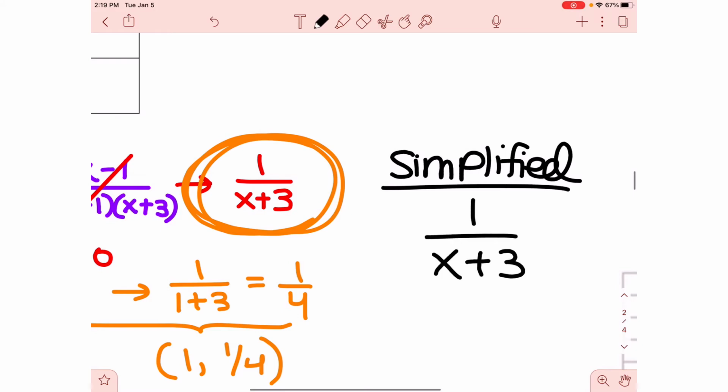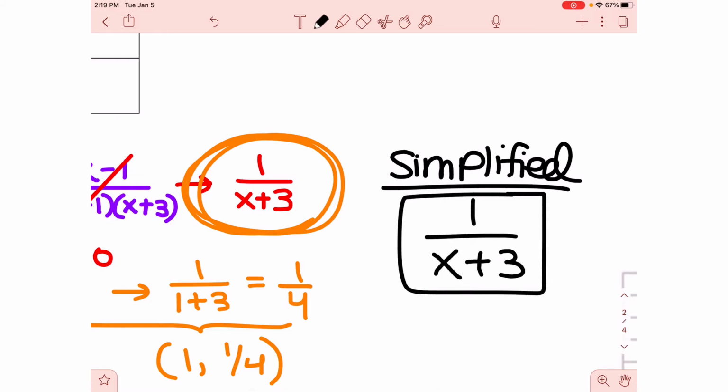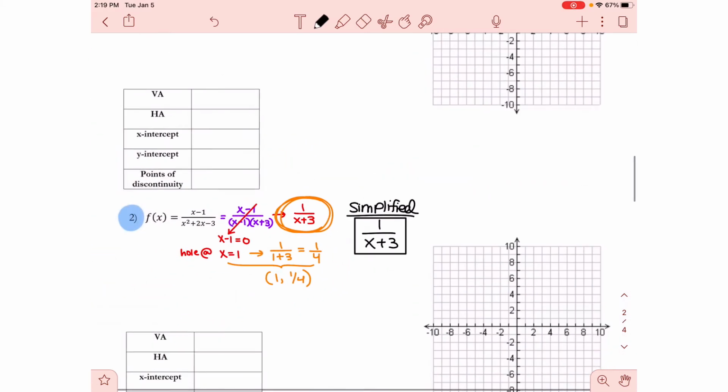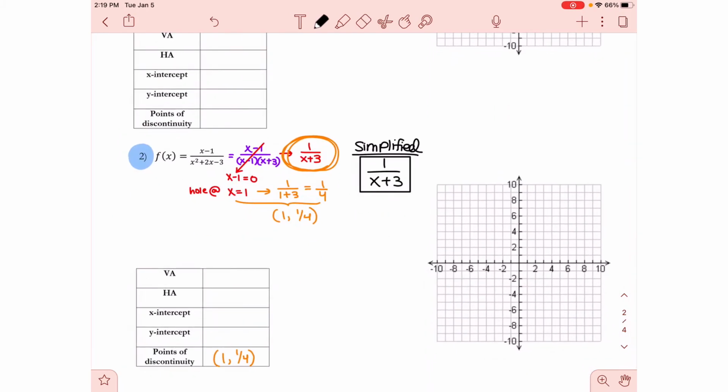I just always want to write simp, but I think that's something you guys say, like he's simp for her or something. But we're simp for that simplified fraction, okay? We're obsessed with it because that's what we have to graph.